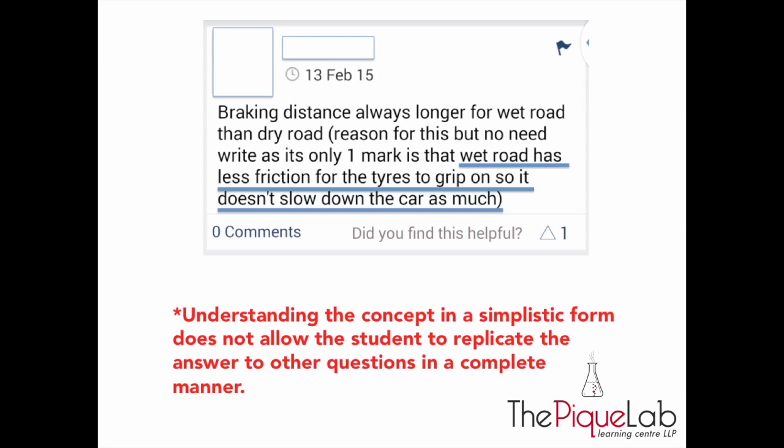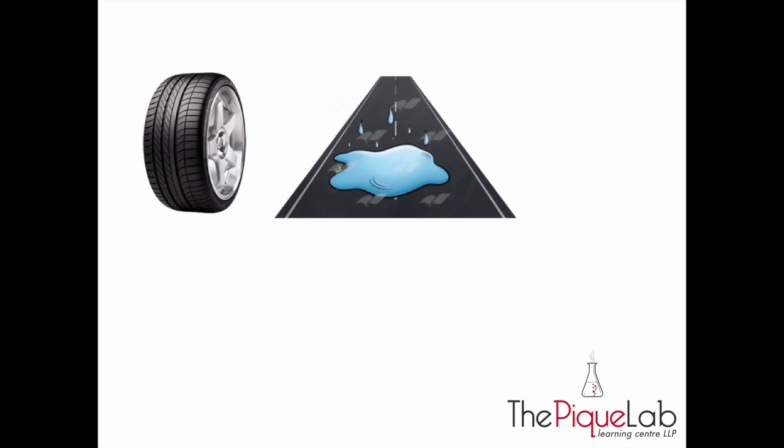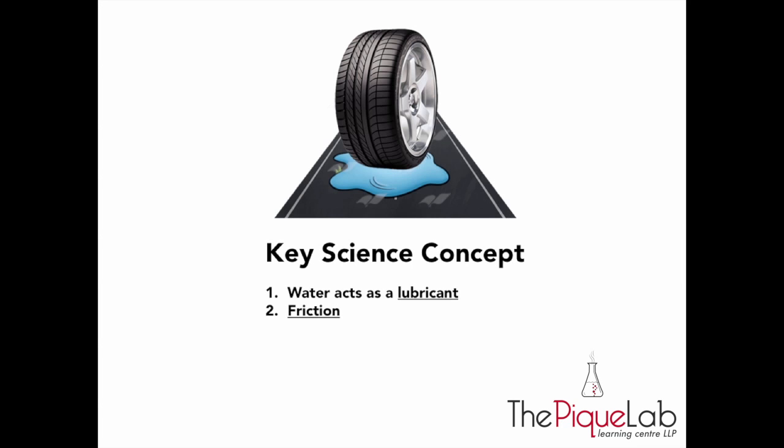So I'm going to show you what the thought process should be, instead of just talking about it having less friction, because this says very little about how we're going to answer a similar type of question when they face other questions in other exam papers. I want to bring your attention to three subjects here. The first is the tire, the second is the road, and the third is the puddle of water. The puddle of water is on the road and the tire is on the puddle of water.